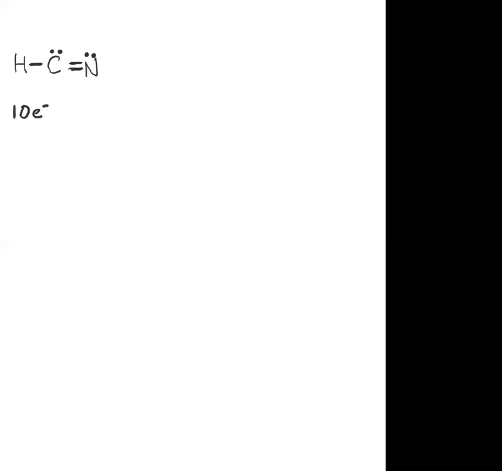Okay. Now we're going to compare that to what it should be based on the position in the periodic table. Now it's not an ion. There's no negative or positive. So that means we just count up the number of atoms from each element. So hydrogen is in group 1A, so it has 1. Carbon is in 4A, so it has 4. Nitrogen is in 5A, so it has 5. So that's 10. Good. We're set. We have the correct number of electrons.